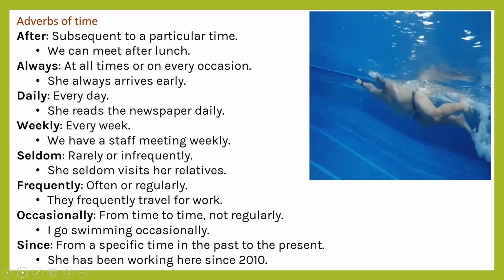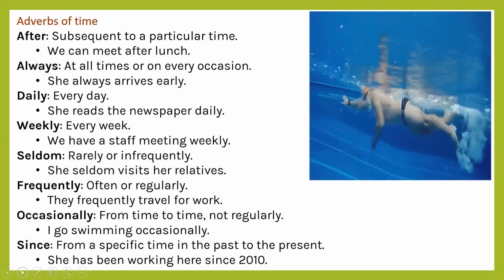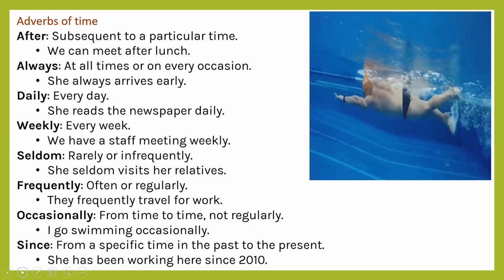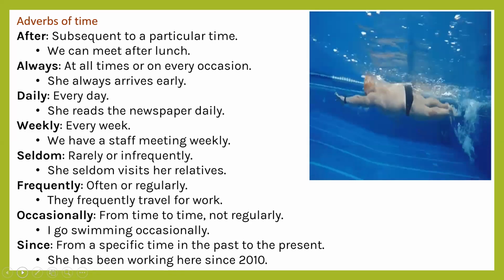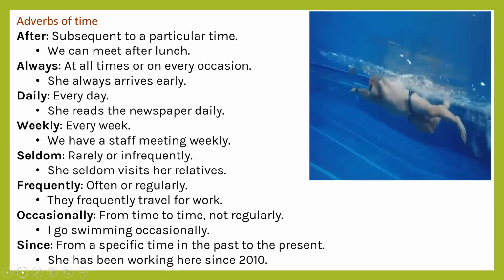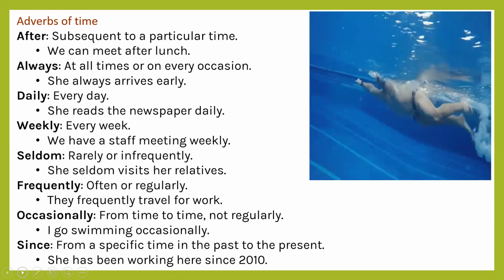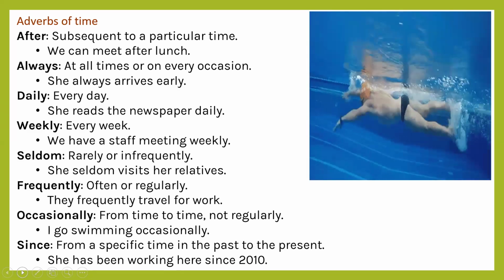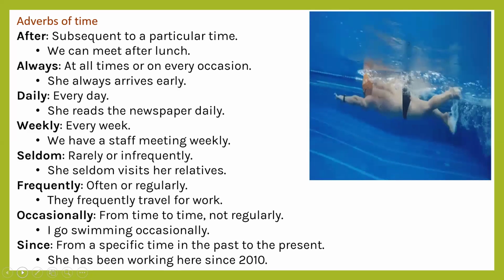Weekly means every week. Example: we have a staff meeting weekly. Seldom means rarely or infrequently. Example: she seldom visits her relatives. Frequently means often or regularly. Example: they frequently travel for work. Occasionally means from time to time, not regularly. Example: I go swimming occasionally. Occasionally is an adverb of time.